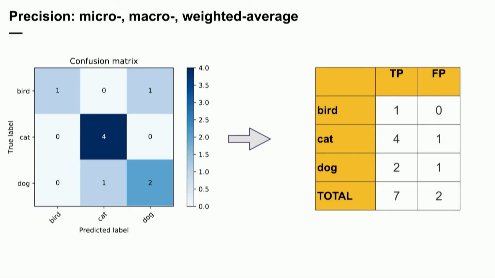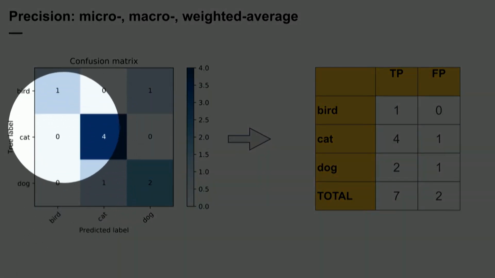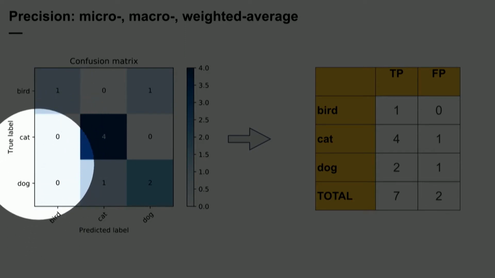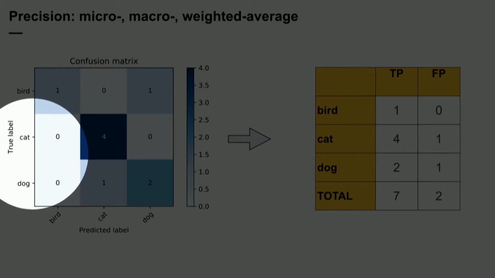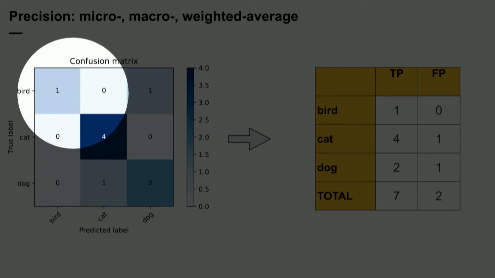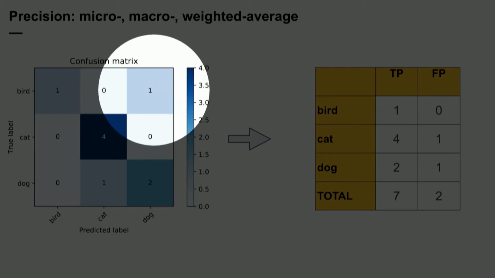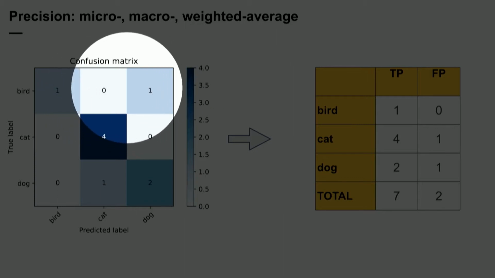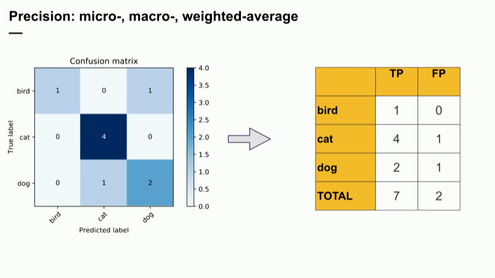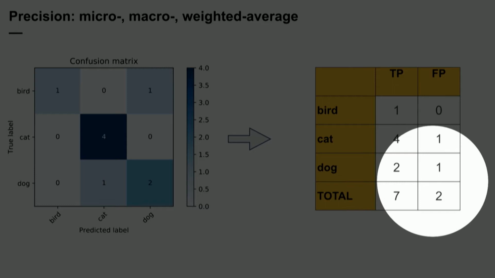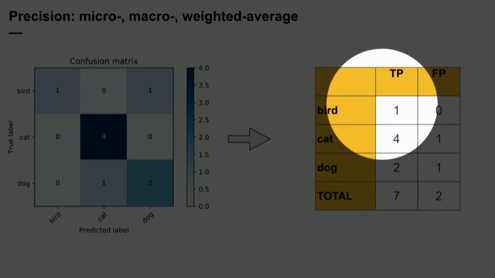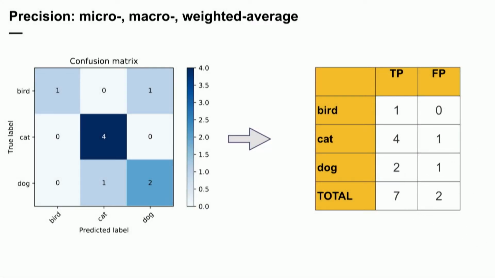False positives is going to be every time we said it was a bird, so we predicted a bird, but it wasn't. So all the values in the column here except for the true positive values. So in this case, it's 0. And false negatives would be every time we said something else, but it was a bird. So it's going to be in the row. We do this for every class, and we're also going to write down some totals. How many total true positives we had, how many false positives we had.